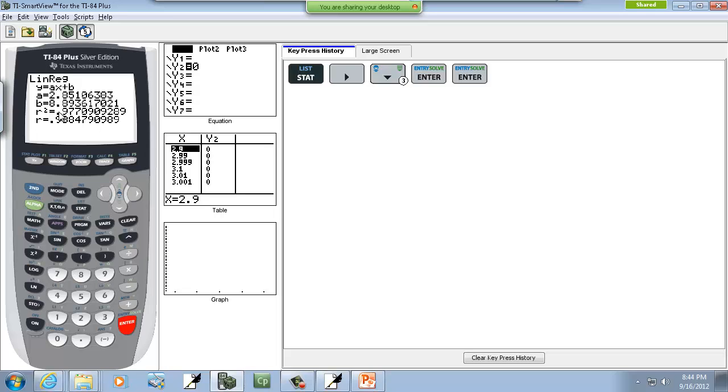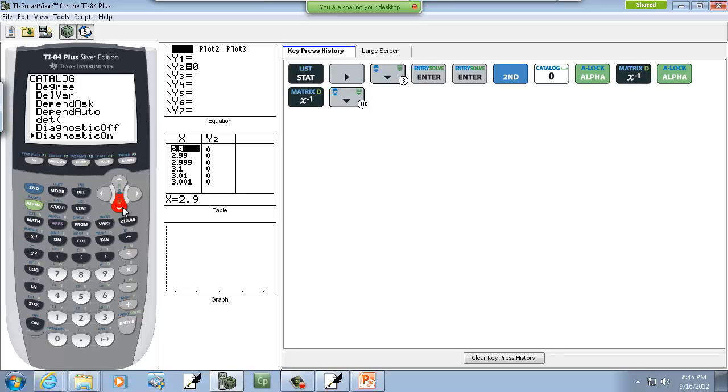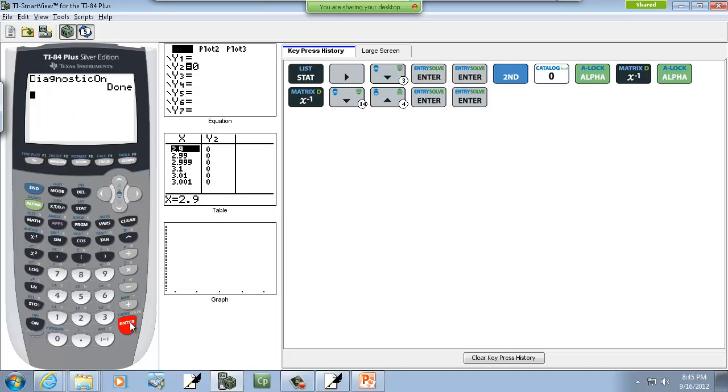Now, if you don't see these for some reason, again, you have to turn your diagnostics on. So you do second 0 to go into your catalog, and then you do alpha D, which is x to the negative 1 here, and then alpha D again, and it'll go down to your D's real quick. Or you can just keep pressing down arrow over and over, and you want to keep going down till you find diagnostics on. Once you have the cursor next to diagnostics on, you just press enter twice. And then you go back and do your linear regression.